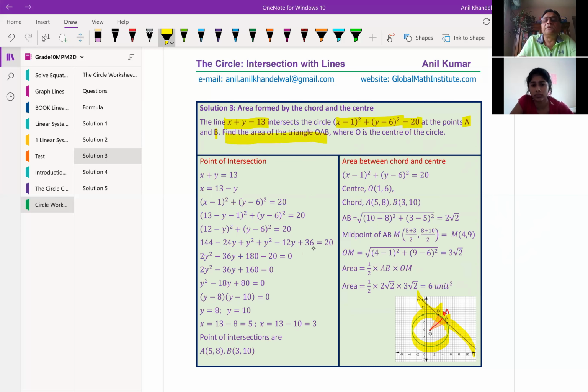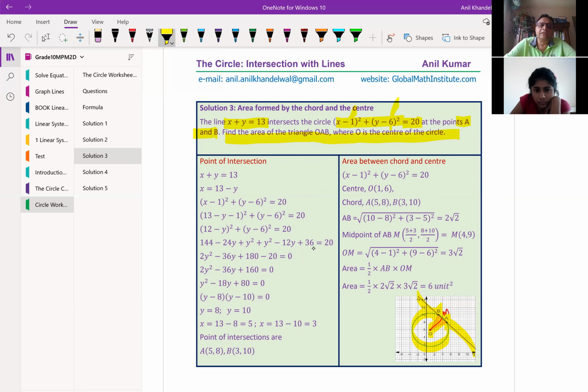Find the area of the triangle OAB where O is the center of the circle. Now, once the equation is given to us, we can easily find the center, right? So we know the point O from the equation itself. And now, to find the area, we have to find the altitude of the triangle. We know A and B also, right? So basically, first we have to find A and B as points of intersection, and then the height of the triangle.